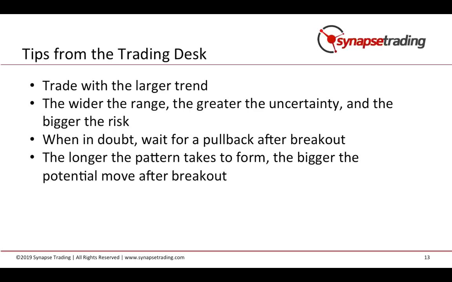Okay, the second point: the wider the range, the greater the uncertainty and the bigger the risk. For the wider range, as I mentioned earlier, there is more uncertainty in the prices, so it makes it harder to trade, and therefore the bigger the risk. Say for example you are trying to buy low and sell high, your buffer for the stop loss has to be wider, because you cannot always pinpoint the top and bottom of the range. So if you are trying to enter near the top and bottom of the range, you have to give a wider buffer for your stop loss.